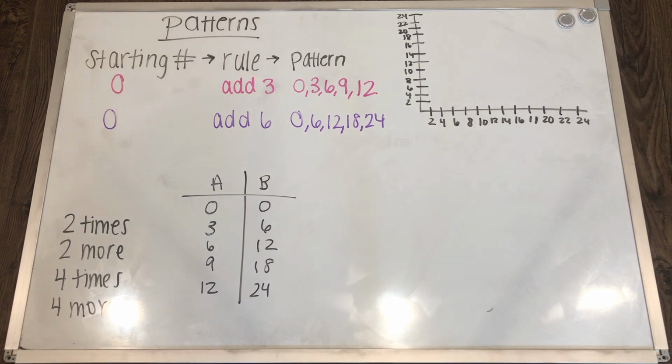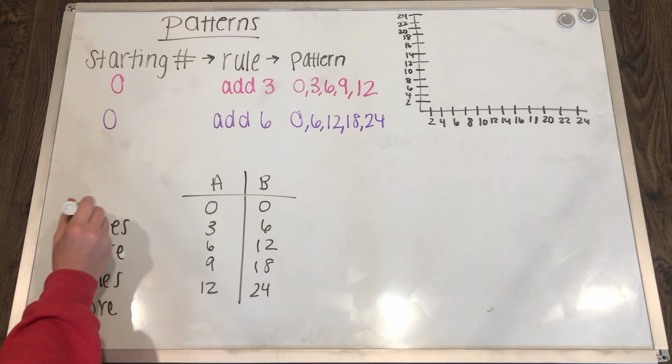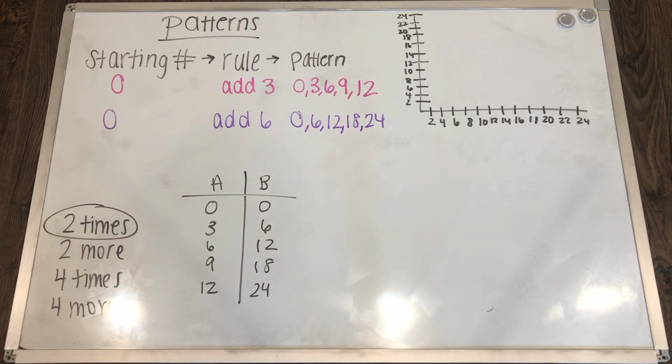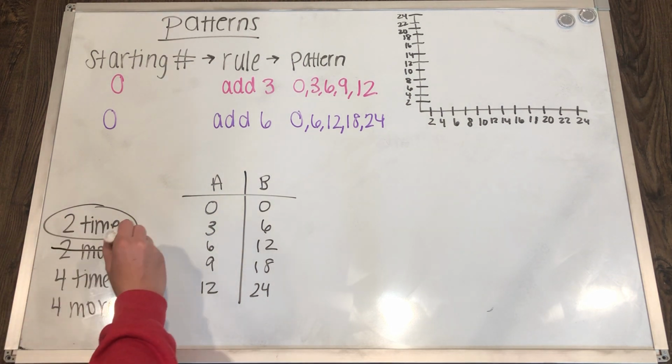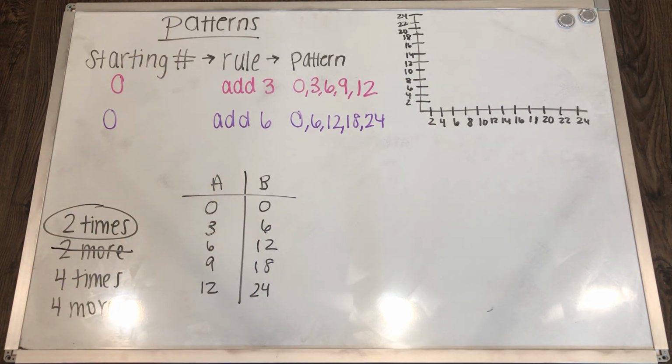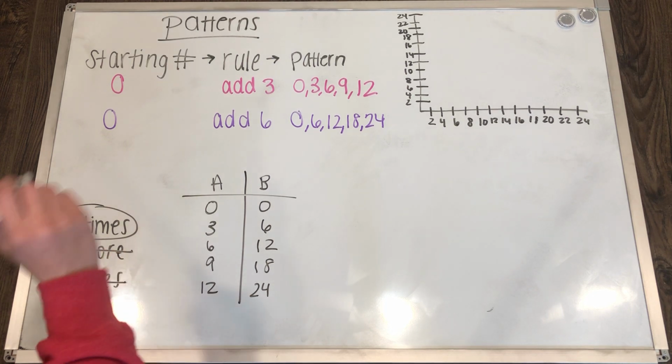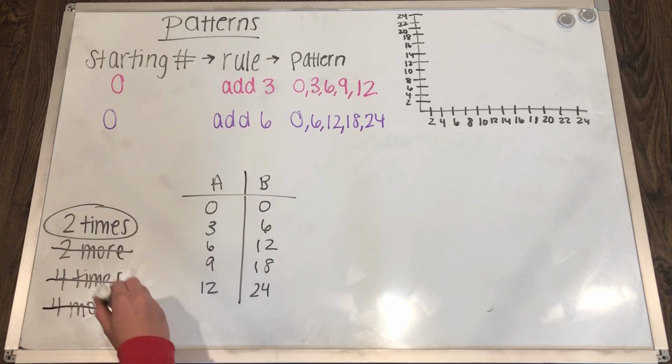Well, let's think. 3 times 2 is 6, 6 times 2 is 12, 9 times 2 is 18, so it looks like it's 2 times more. But let's see. Is 3 plus 2 6? No, so it can't be this. Is 3 times 4 6? No. Is 3 plus 4 6? No. So it has to be 2 times more.